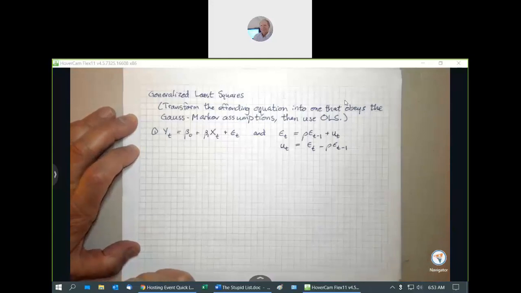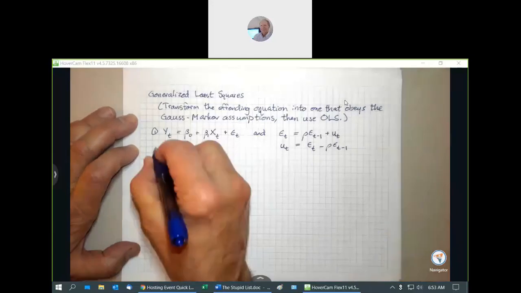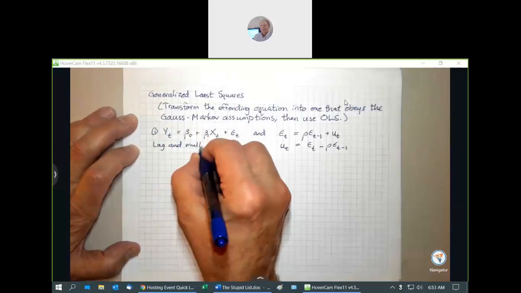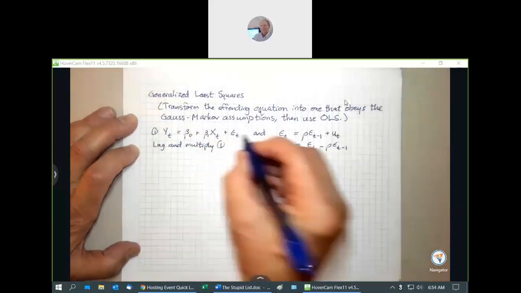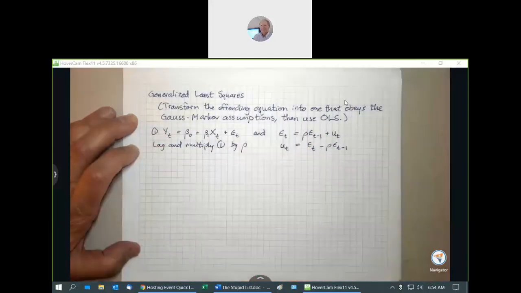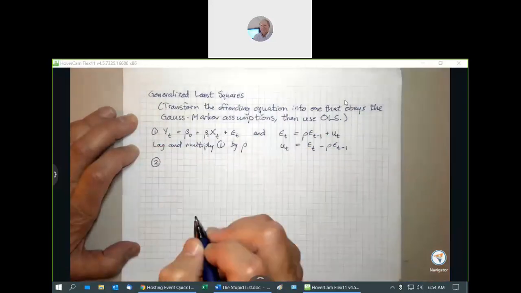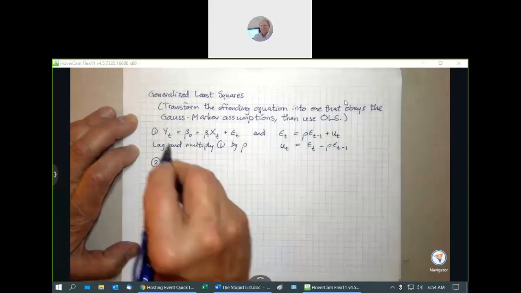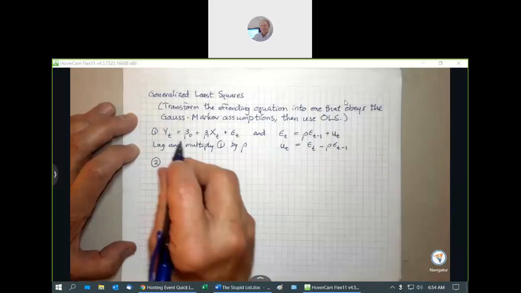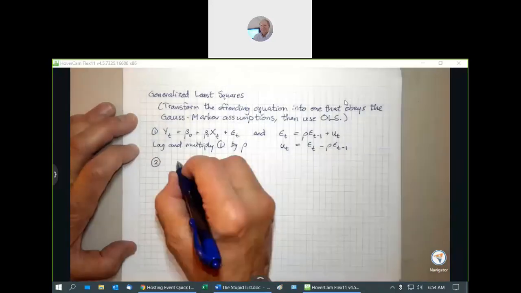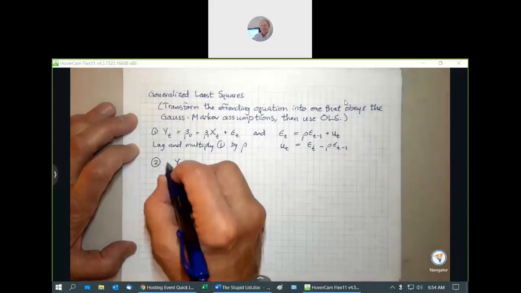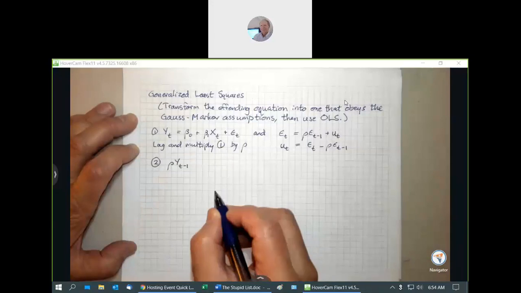Now, what happens if we lag and multiply equation 1 by rho? Okay, there we go. We could do that. Sure, that would just give us equation 2. So we're going to lag everything that's in equation 1 one period, and then we're going to multiply everything through by rho, and so we're going to get another true equation. So when we lag that first term, it's y in time t minus 1. When we multiply by rho, just stick that rho there in front of it.